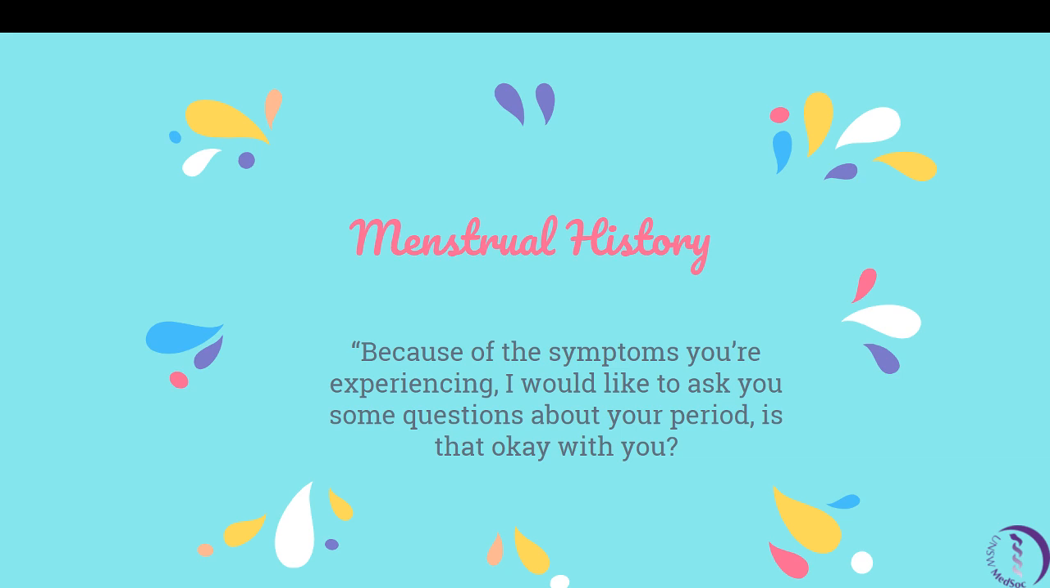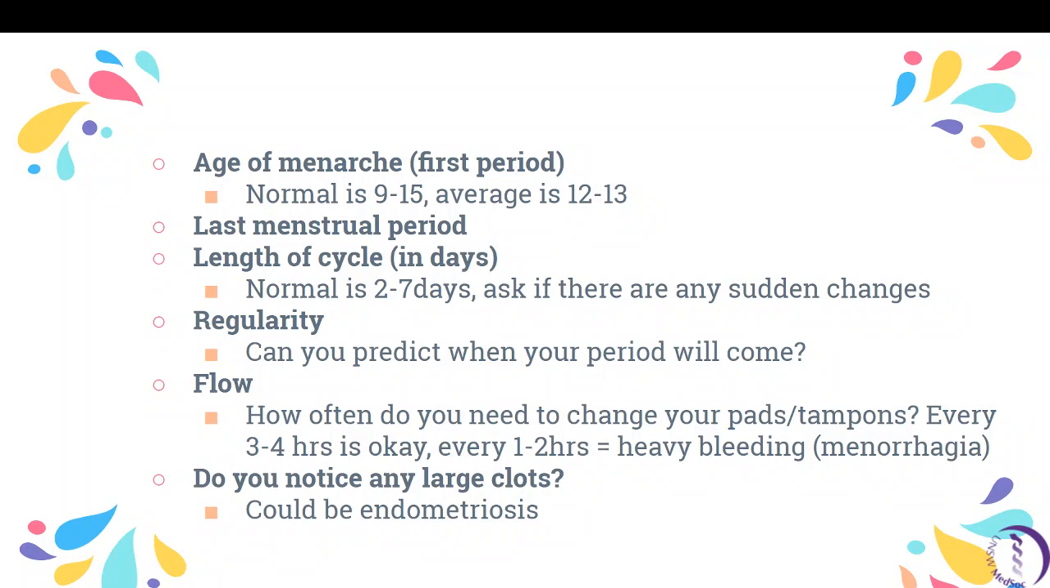But anyway, for a menstrual history, if you want to think of a way that you can start it, obviously, you wash your hands, introduce yourself, and you can say that because of the symptoms you're experiencing, I would like to ask you some questions about your period. Is that okay? Alright, so things that you want to talk about in a menstrual history. It's important that you actually know what normal is. Periods are quite variable. I double checked all of the normal ones because you're not really sure what the range is, and the range can actually be quite wide, okay?